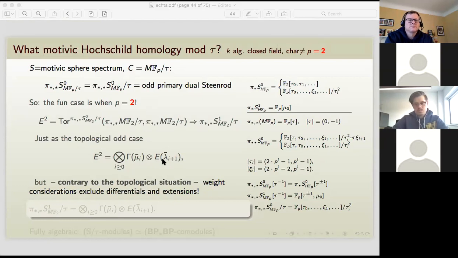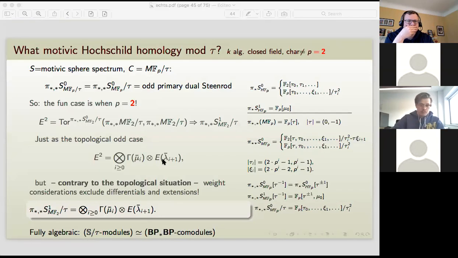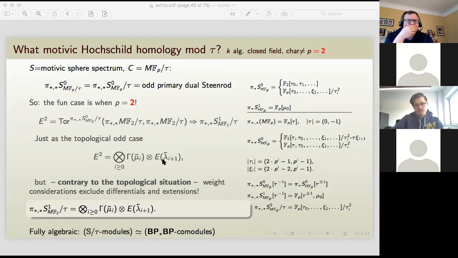This is actually the mod tau Matific Hochschild homology of the Eilenberg-MacLane spectrum. And as Dan drove home a week ago, this is fully algebraic. So we have a lot of divided powers. Everything looks like it has nothing to do with topology. And that can be viewed, at least in the complex case, through an equivalence between modules over the mod tau sphere spectrum and BP star BP co-modules.